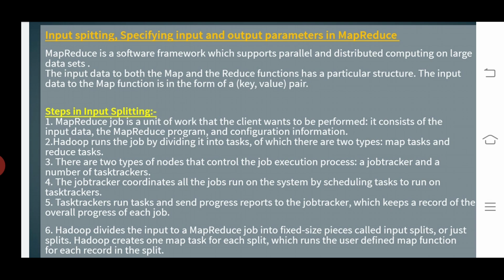Coming to step 5, task trackers run tasks and send progress reports to the job tracker, which keeps a record of the overall progress of each job. The job tracker will keep a record of the overall progress of each job.